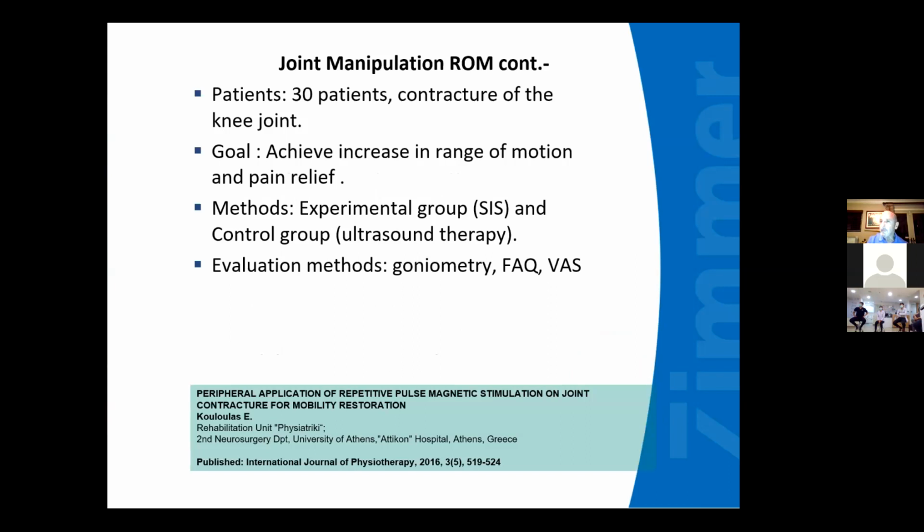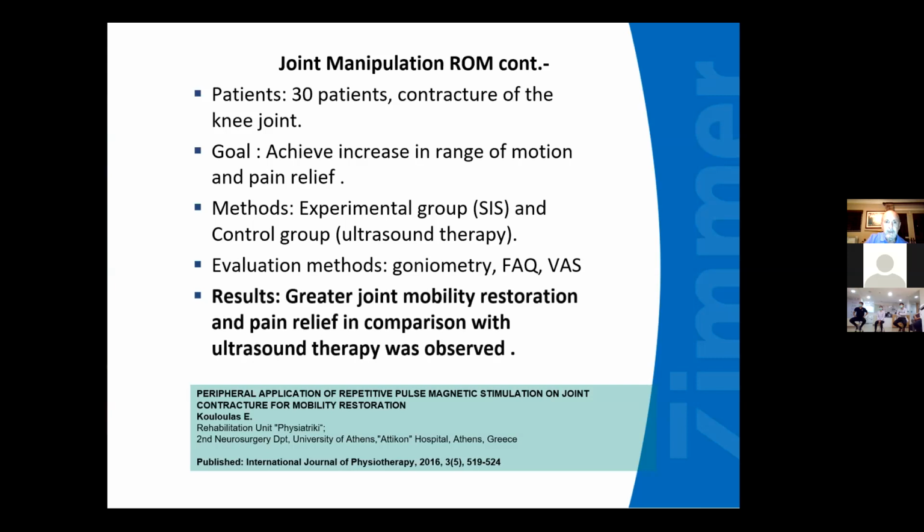30 patients, contracture of knee joints. Again, this could have been due to prolonged immobilization, bony block, or other. Our goal, achieve increase in range of motion. This was done versus ultrasound. And ultrasound, even to this day, is considered the standard for capsular tissue. In this study, greater joint mobility restoration and pain relief was observed with high energy inductive therapy as opposed to ultrasound. So that's a pretty bold statement.